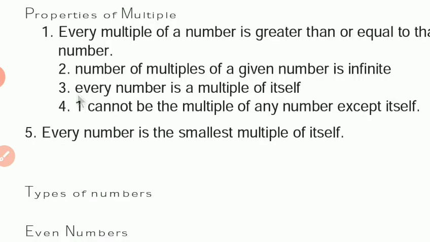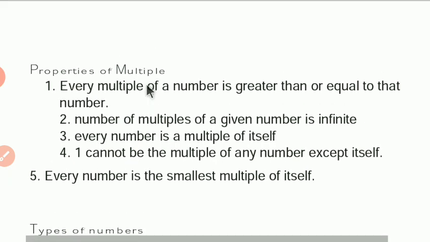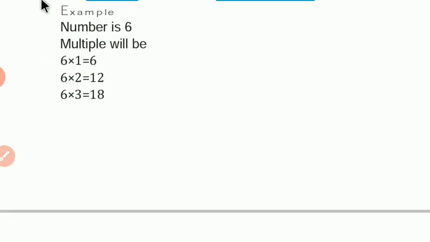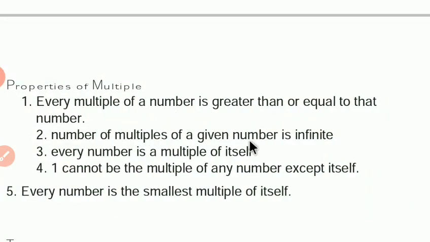Now what are the properties of multiples? Every multiple of a number is greater than or equal to that number. You can see that multiples are always equal to or greater than the number, but factors are equal to or less than the number. So 6, 12, 18 are all greater than or equal to 6. The number of multiples of a given number is infinite.